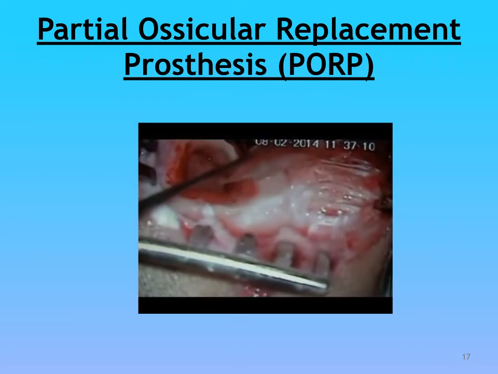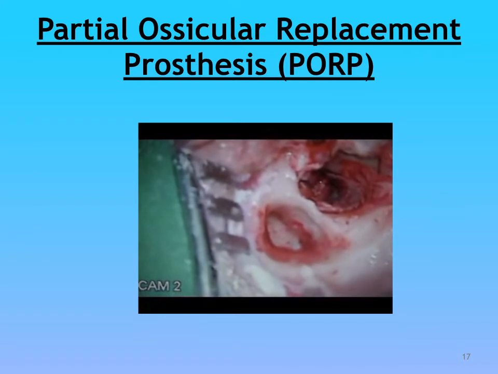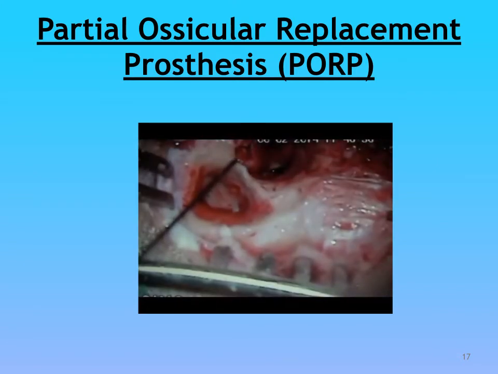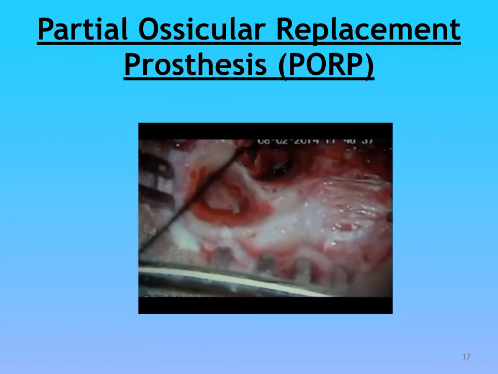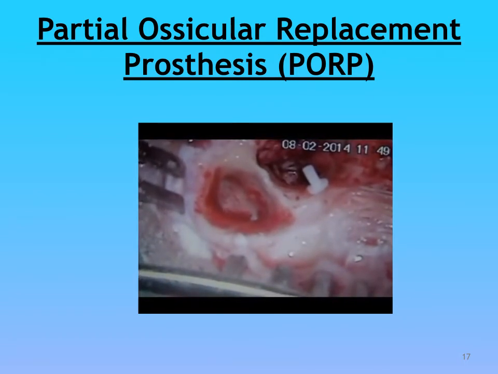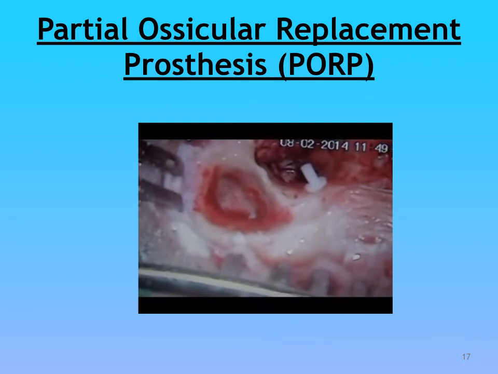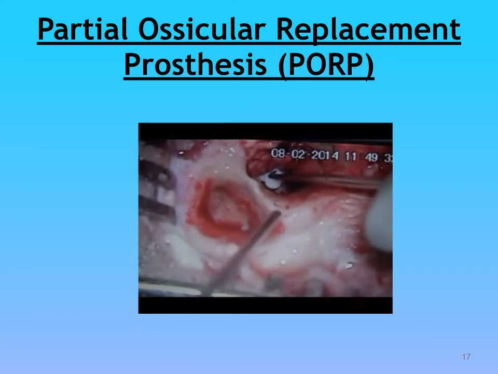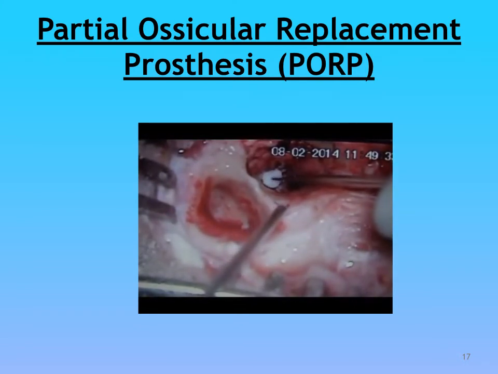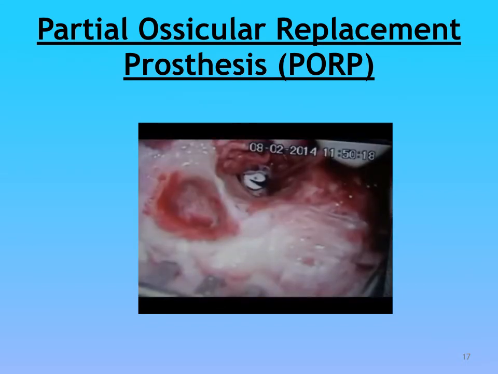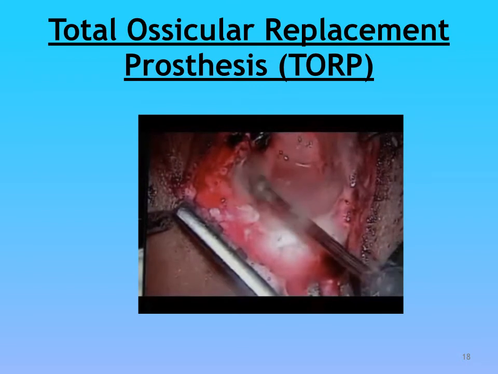Temporalis fascia graft given, flap repositioned, flap and graft elevated. Now you are going to keep the Teflon piston over the head of the stapes. Prosthesis is in the middle ear.